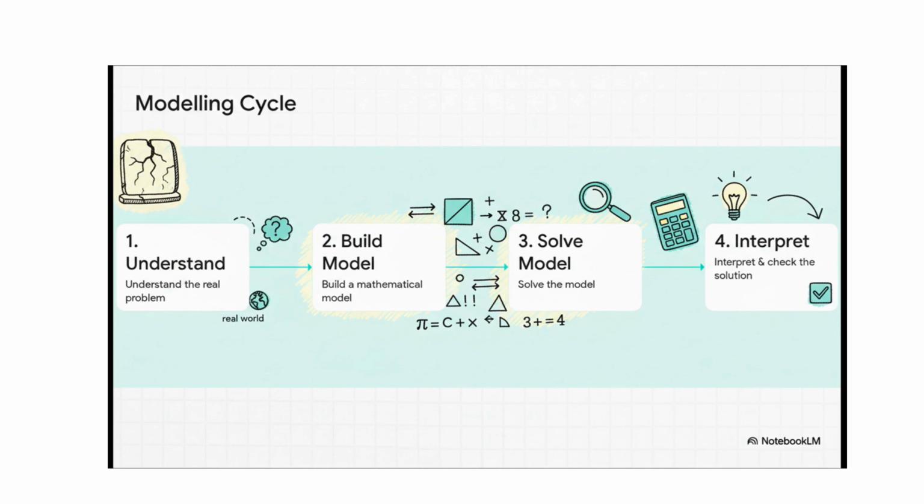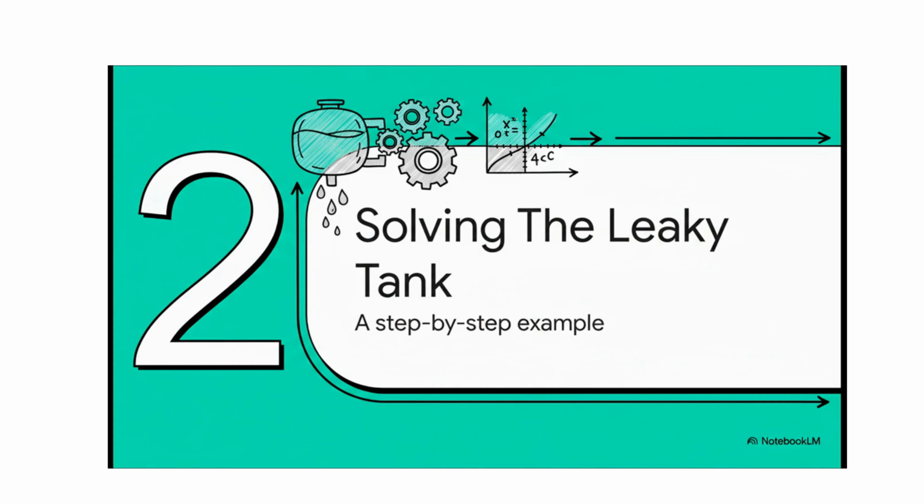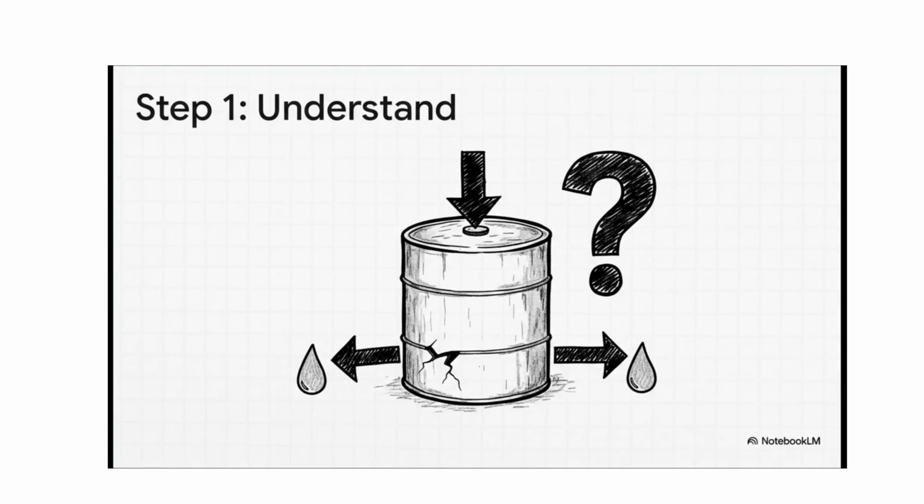It's this little loop that just keeps you on track every single time. All right, enough talk. Let's put this cycle to work. We're going to grab that leaky tank problem we started with and walk it through our 4-step process, step by step. Okay, step 1. And honestly, this is the most important one. Just understand the problem. Forget the numbers for a second. What's actually going on here?